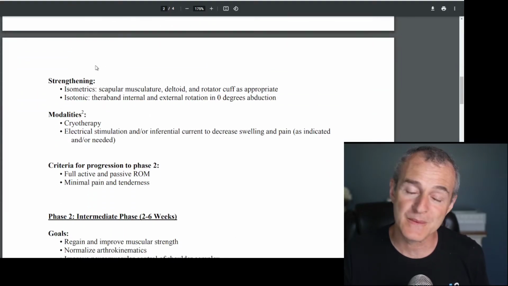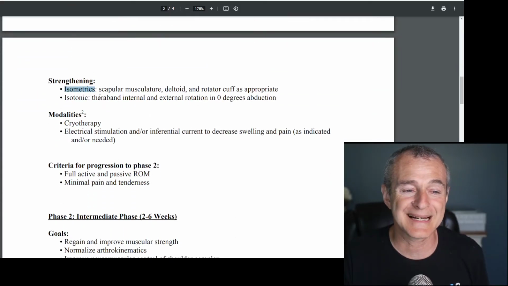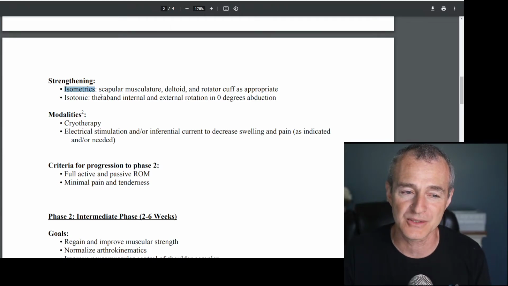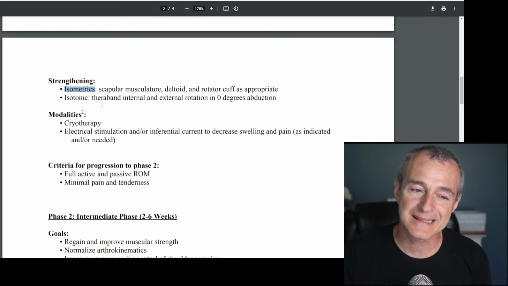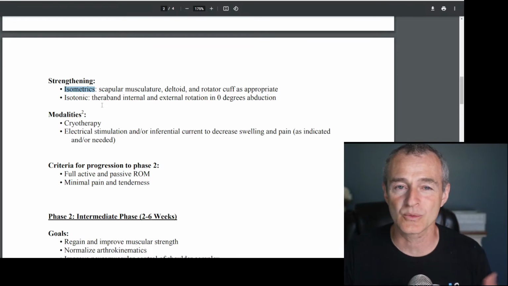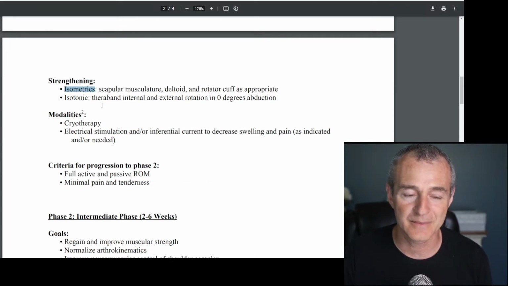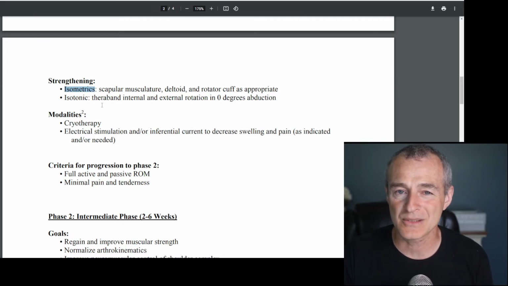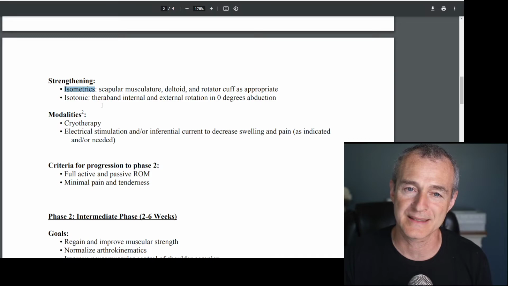From a strengthening perspective, during the first phase, we're gonna look at isometrics. That is when you're contracting the muscles without movement in the joint. And then we're gonna talk about isotonics. So these are gonna be actual more conventional strengthening exercises. It could be very light dumbbells. It could be TheraBand for resistance. It could be you moving against your own body weight in modified positions so that you can control the resistance.